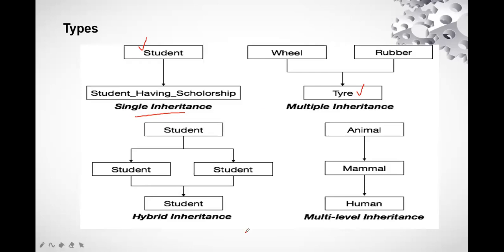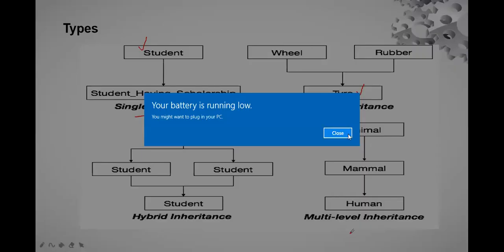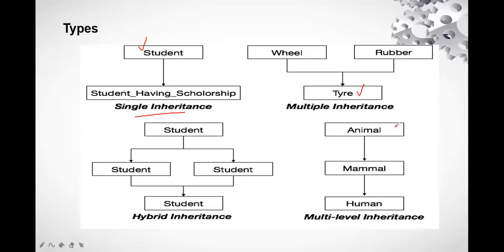Now we talk about multi-level. Multi-level is we have animal, derived from mammal, then human, and this is a what? This is a multi-level, and it can go on and on. Hybrid is the combination of the multi-level and the multiple, or the hierarchical and the multiple. So it is showing that for the student, it can be a student from another course, it is the student of the university, and it can be a student of this college. So this is the hybrid formation.